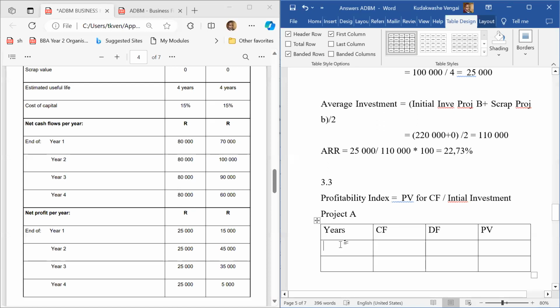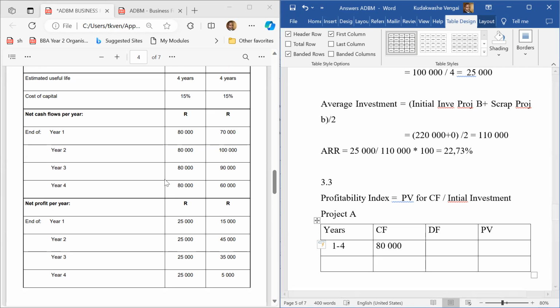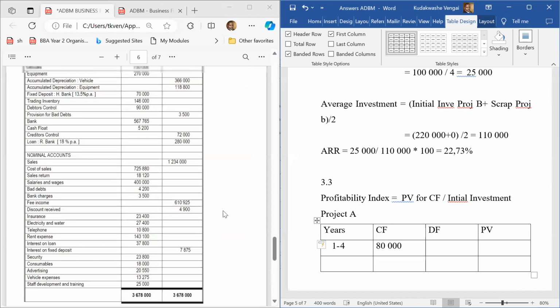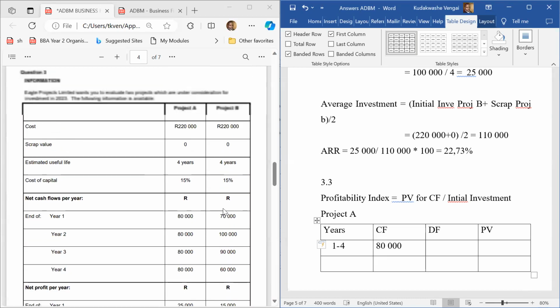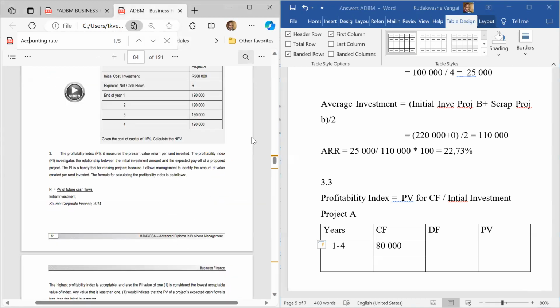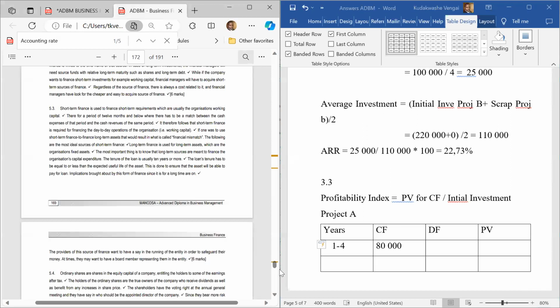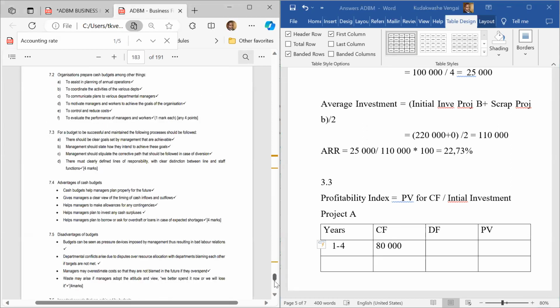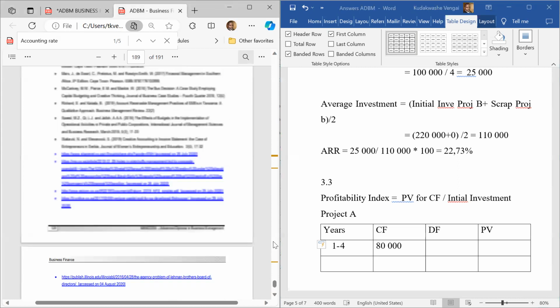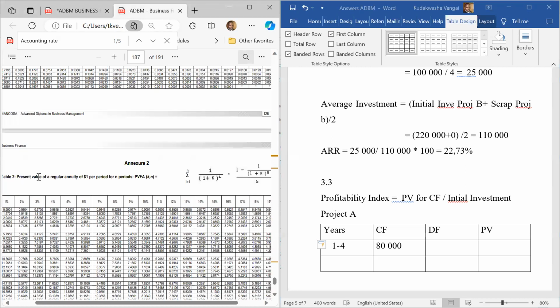So it's going to be 4 years. So 1 up to 4, right? And then our cash flow is going to be 80,000 per year. And then our discount factor, do we have a table here? No, we don't. All right, let's go to our study guide for the table. So we want table number 2, the one for regular annuity, present value of a regular annuity, because 80,000 is a regular annuity. We are receiving 80,000 per year for 4 years, right?